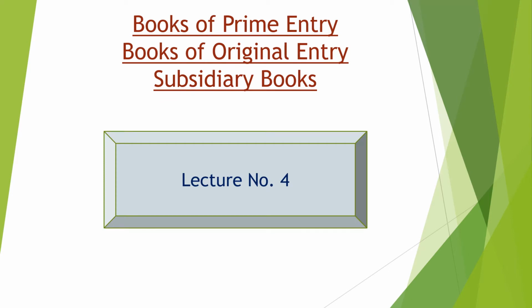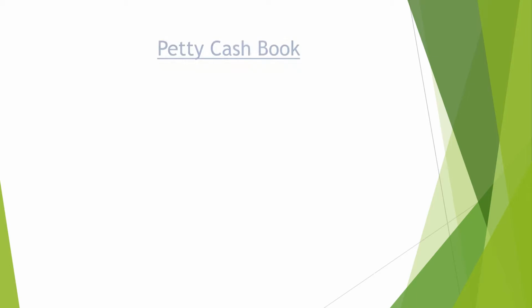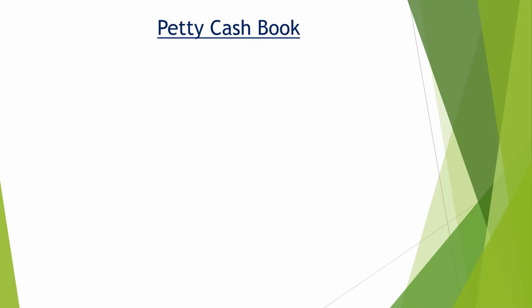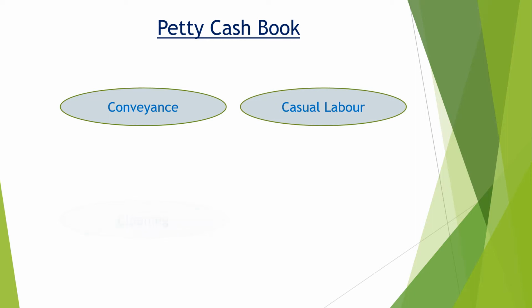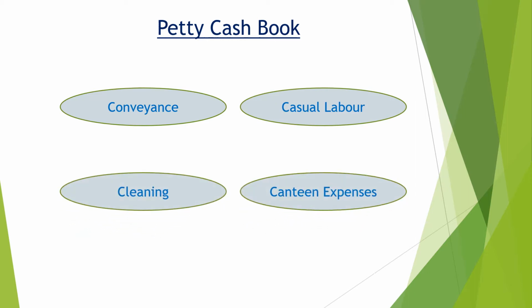In this video, we will go through Petty Cash Book. Petty Cash Book is a formal book which is used to record expenses of small amounts such as conveyance, casual labor, cleaning, or canteen expenses, etc. These expenses are insignificant. The main cashier in the company deals with significant amount and petty cashier maintains the small expenses.